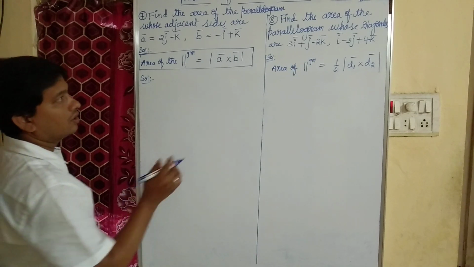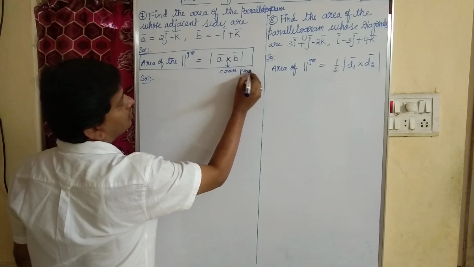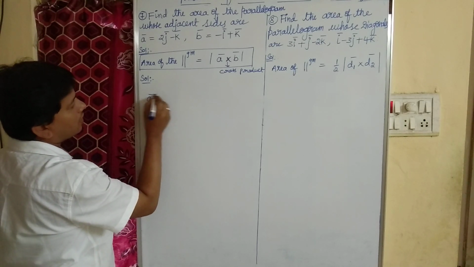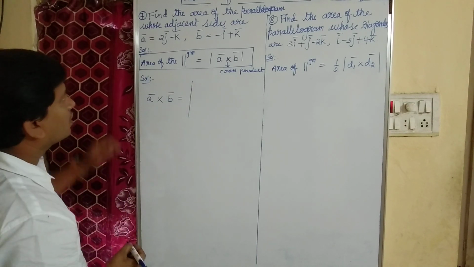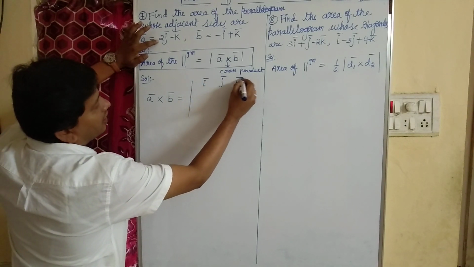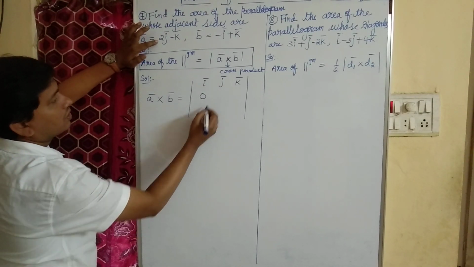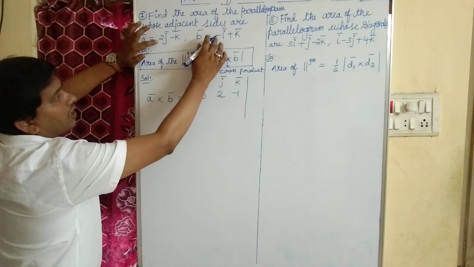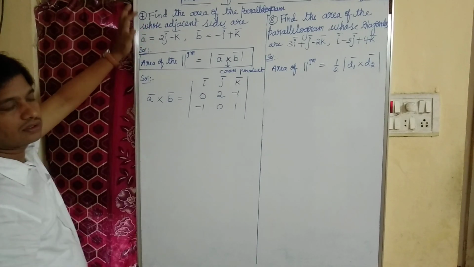First, what do we have to find? This is called the cross product. First of all, we need to find the cross product a bar cross b bar. So first we write i bar, j bar and k bar. Here we don't have an i coefficient, let it be 0, j coefficient 2 and k coefficient is minus 1. Here i coefficient is minus 1, j coefficient 0 and k coefficient is 1, right?